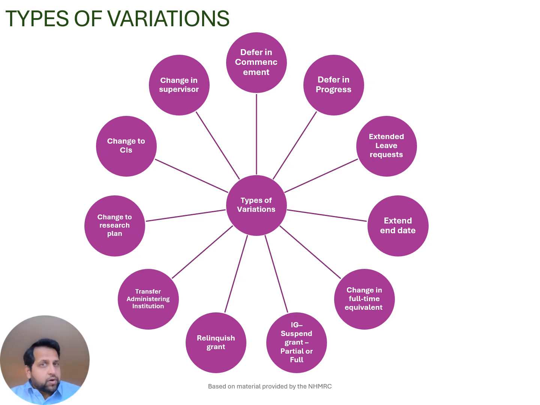Now we look into deferring an in progress grant. Deferring commencement is submitted before the commencement date of the grant. The deferring in progress variation is meant for deferring an in progress grant. So the grant has already commenced, and there have been some uncontrollable or exceptional circumstances that have occurred, which is leading you to defer an in progress grant. Deferring an in progress grant stops the clock for the period of deferment and then starts the clock again.